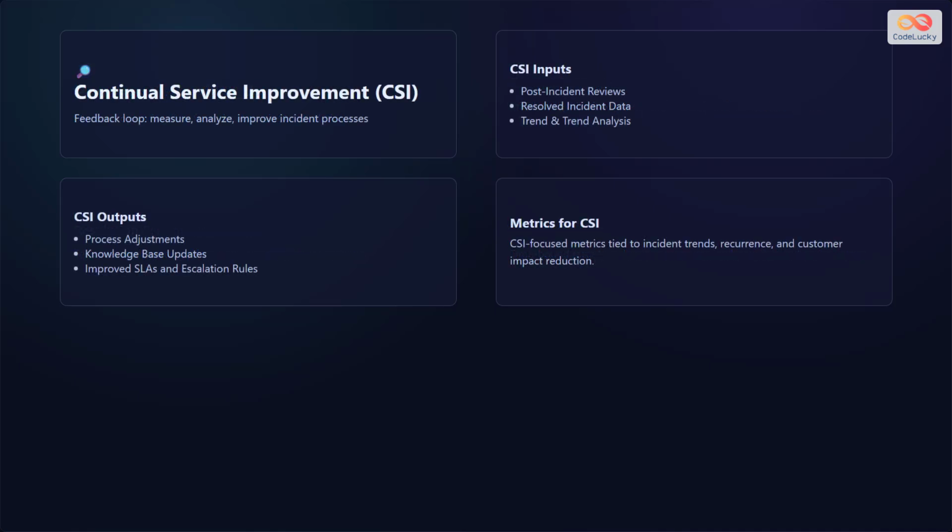Throughout the incident management process, you need to capture accurate and complete data about every incident. This includes what happened, when it happened, how it was resolved, and how long it took. This data is crucial for identifying patterns and improving processes. At the same time, you must protect sensitive information and maintain security throughout the entire incident lifecycle. Only authorized personnel should access confidential incident details.